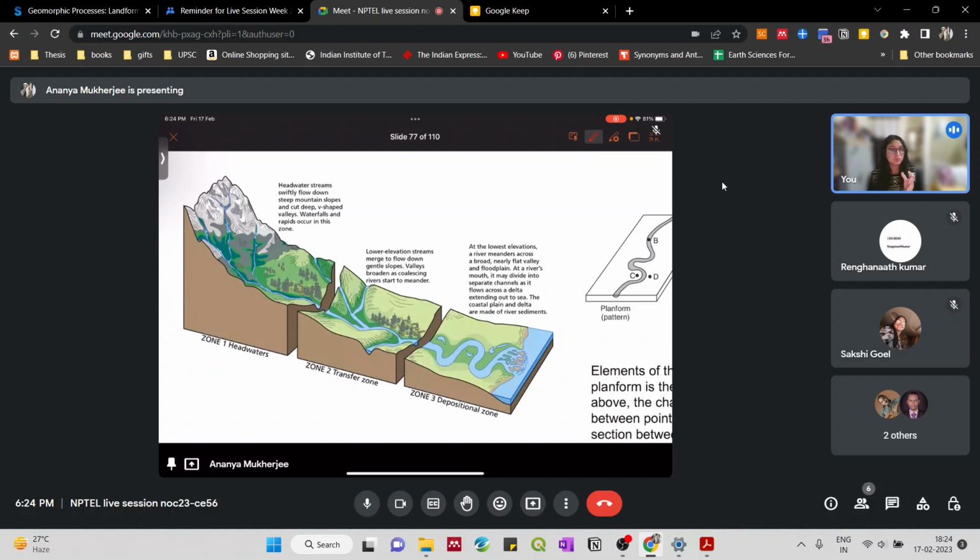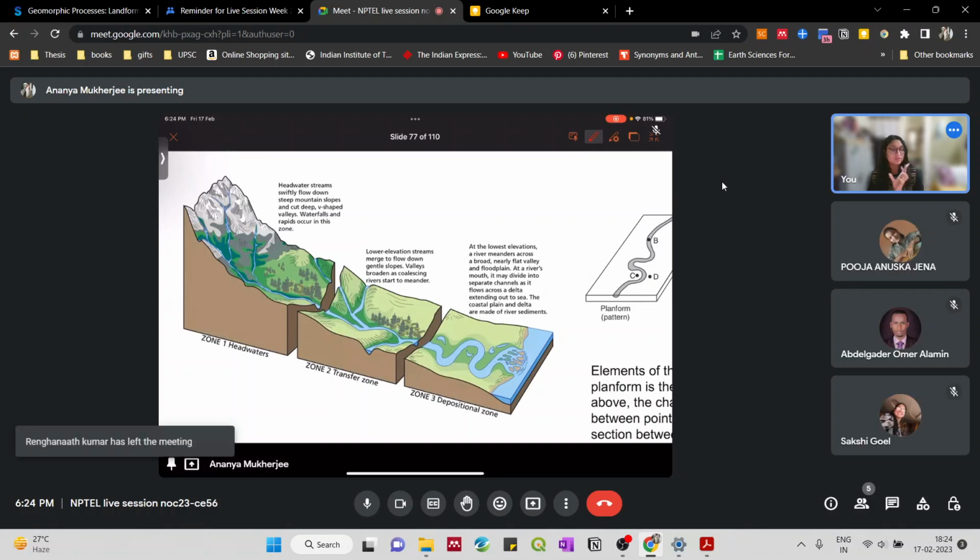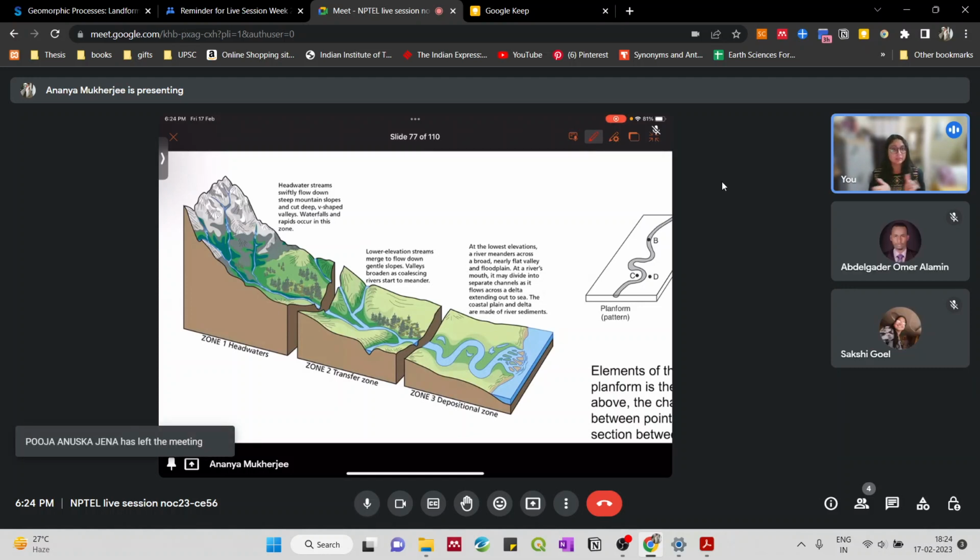Then you come to the moderate or the middle course of the river, okay, where the elevations are slightly lower. Over there you can see that the valleys start broadening, okay, and more streams start meeting one single stream, and the drainage density increases, the drainage basin evolves and it becomes wider, okay. Meanders are one of the most important features that are formed during this middle course of the river, okay.